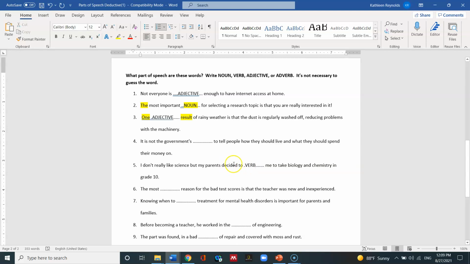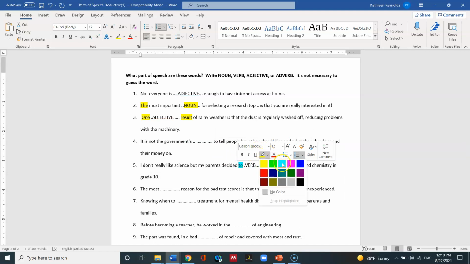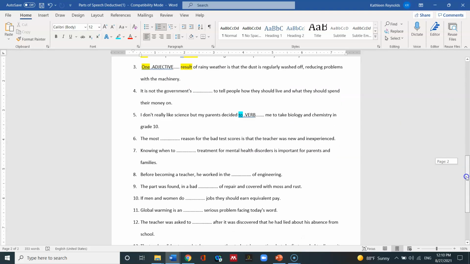Okay, so many times with to, we have a verb. But not always. Many times when we have this word to, we have a verb, but it's not always true. For example, if I say, I want to give the flowers to my mother, is my mother a verb? No, my mother is a noun. Okay, let's look at a few other examples of when we would use a verb.